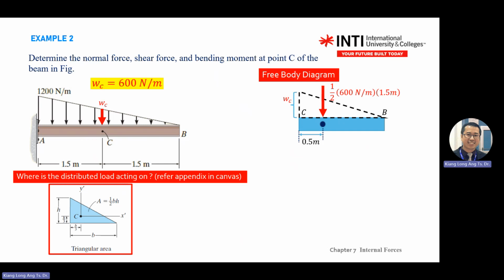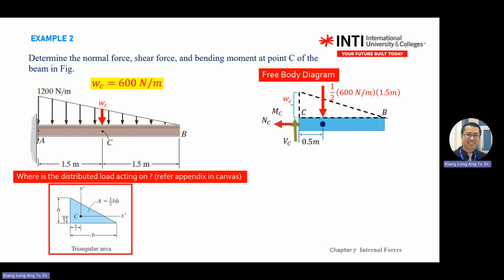Okay, how to convert to a force load? It's a triangular, so it's the area inside the triangular. The area of a triangular is half base times height. And remember, when you cut something, there is a connecting force or pulling force. So it's pointing to the left, the normal force NC, and there's a shear force also. Should the shear force point up or down? Up, because you need to balance the WC component.